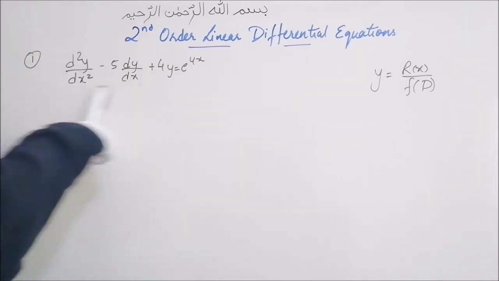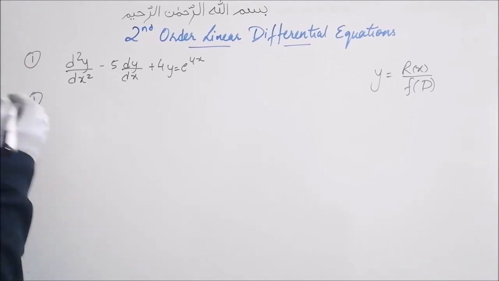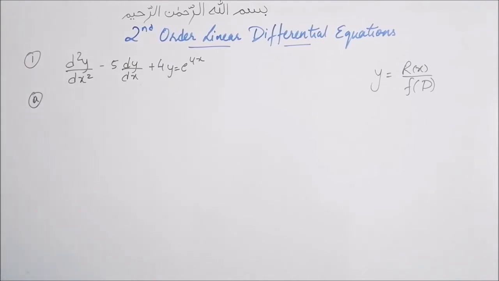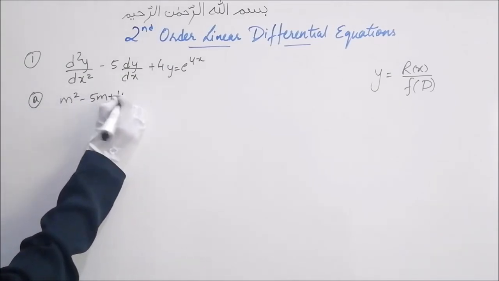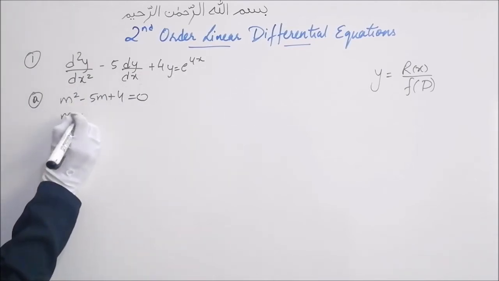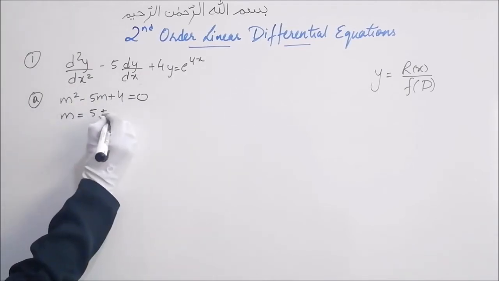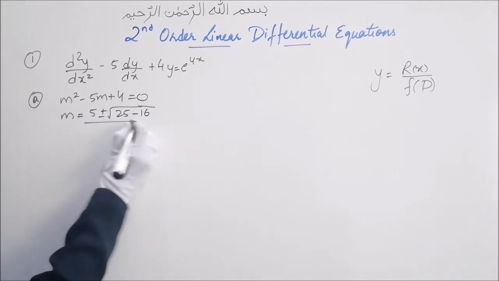Let's try to find the solution of this equation. There will be two solutions. The first solution is going to be the complementary function, or you can also say the auxiliary equation. For that we will do m squared minus 5m plus 4 equals 0. We will take this term as 0. The values of m will be 5 plus minus root of 25 minus 16 divided by 2.